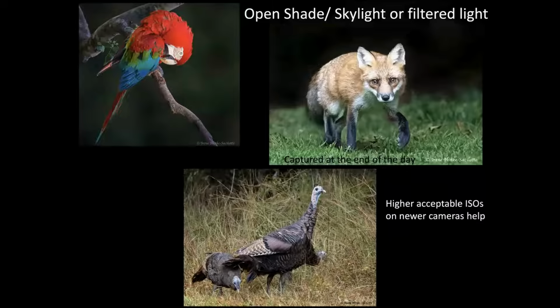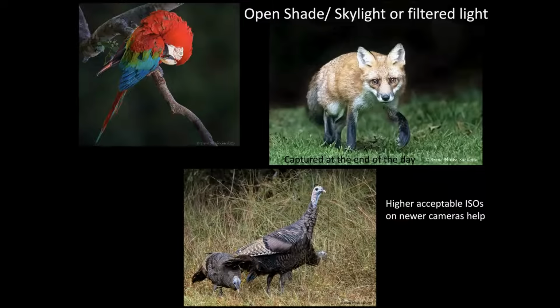I mentioned open shade. I often do some photography in my friend's backyard. And she has trees that block the setting sun. So as the sun is trying to set, the overhead light is what's casting light down onto the ground. It's not coming from the sun.